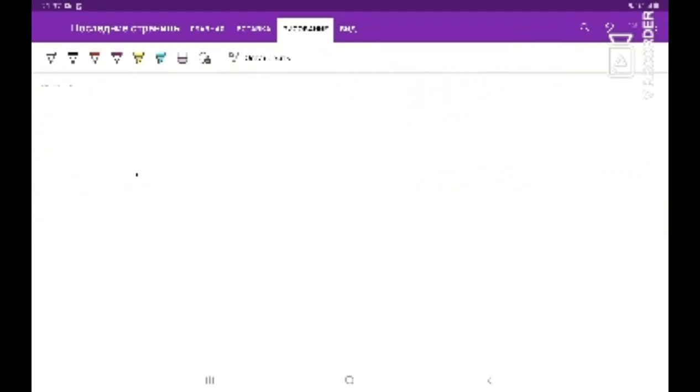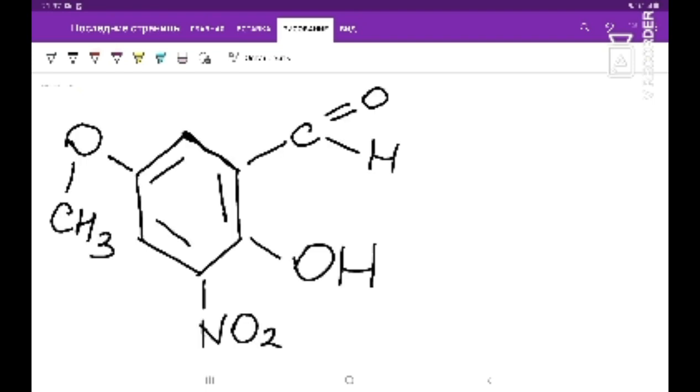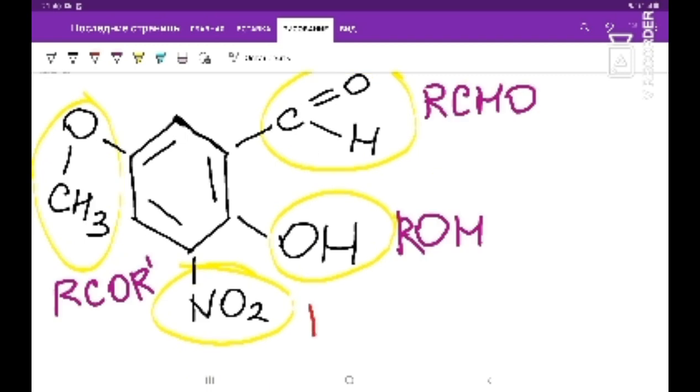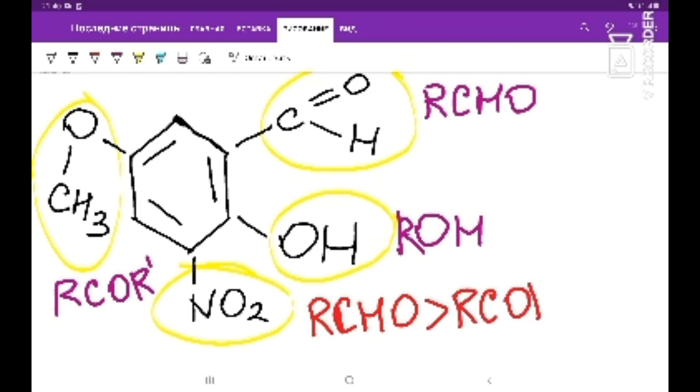And now let's take an aromatic compound. Let's see which functional groups we have. We have aldehyde group, hydroxy group, NO2, and an ester group, OCH3. Let's first write the radicals here. Then if we write the priority from the previous table, we will see that the aldehyde group had the priority over all the other ones.